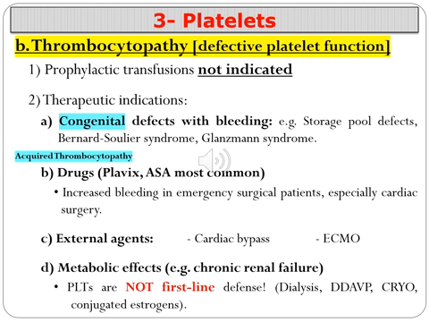It's most important to know that in chronic renal failure, platelets is not the first line of treatment, but it is the last line after trying other therapies like dialysis, DDAVP or desmopressin, cryo, transfusion, and conjugated estrogens. The aim of all these therapies is to stimulate the release of an intrinsic factor called von Willebrand factor, which leads to significant improvement in platelet function.